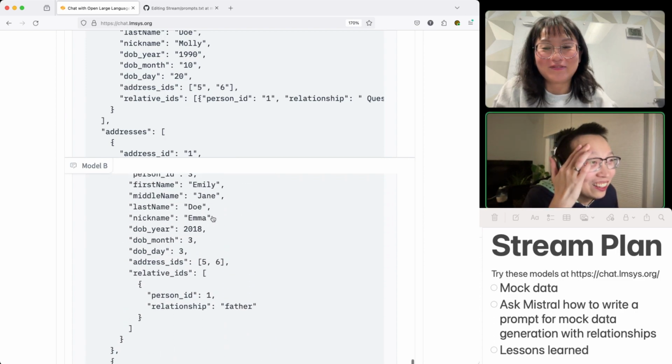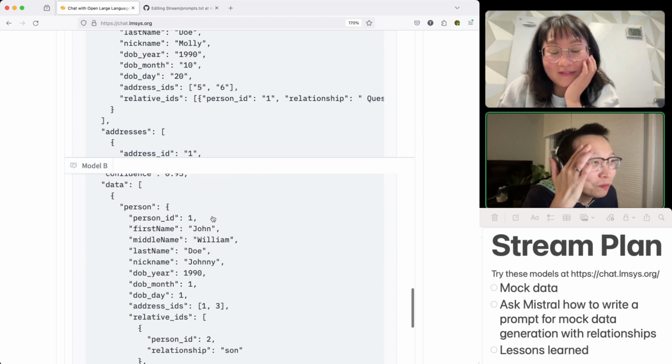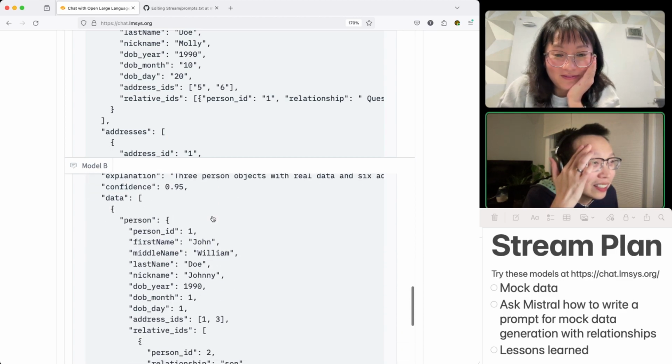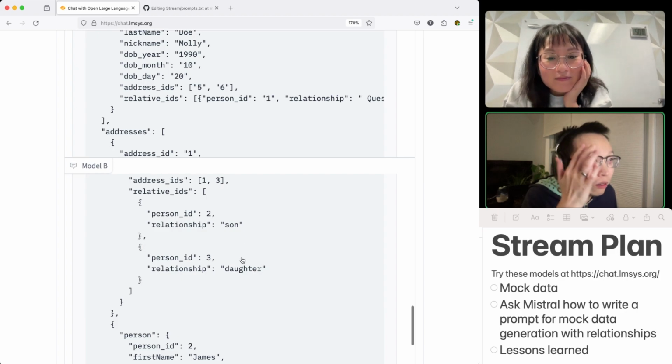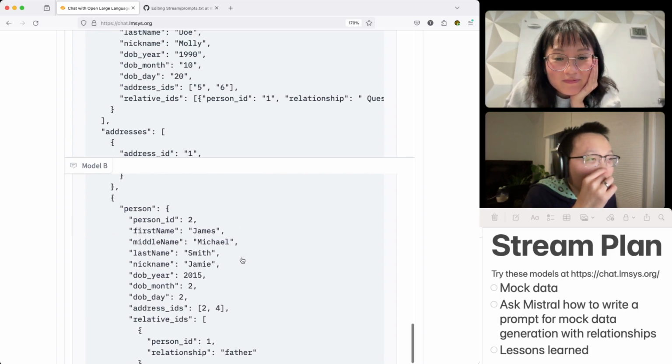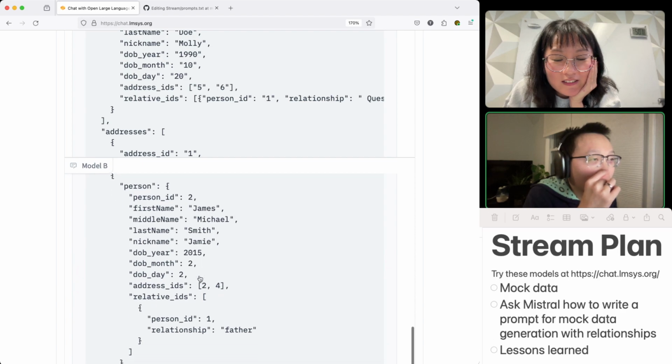Anyways, okay, let's take a look at Mistral Medium. So let's see. Okay, so we have John William Doe has a son and a daughter. So we have this is James Smith, and the year is younger. But why would the son have a different last name if they're this young?